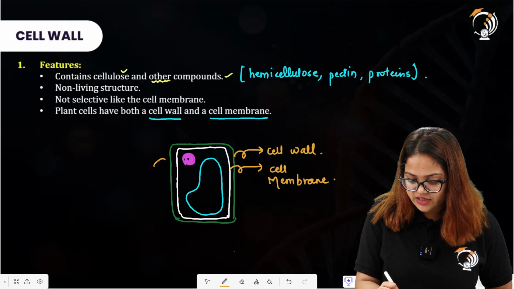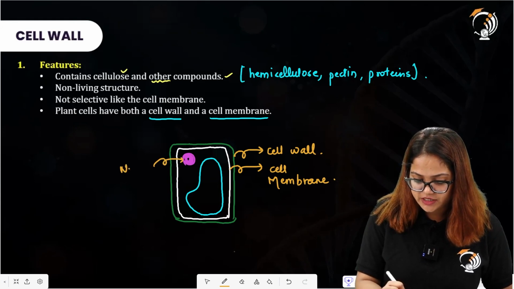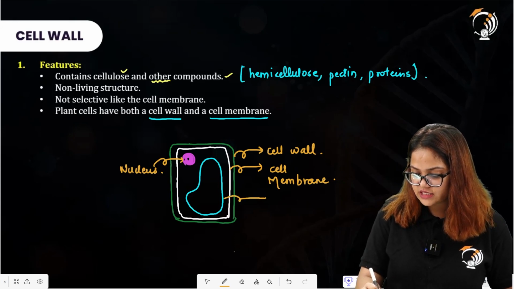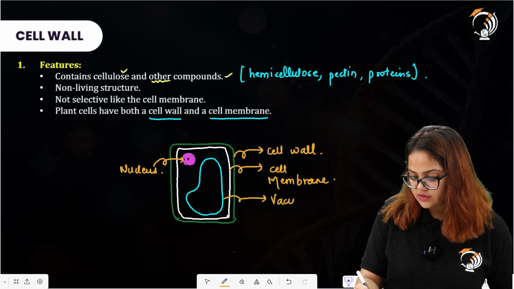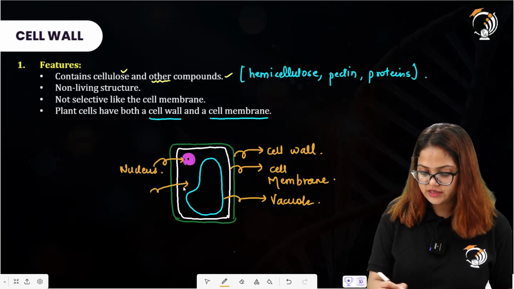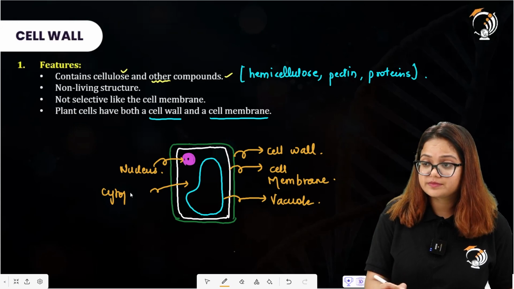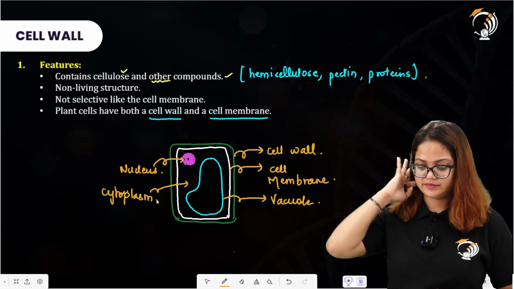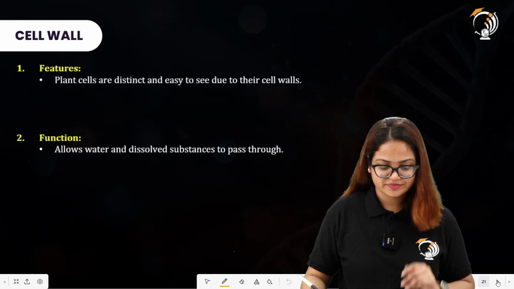Then this region here represents the nucleus, and this here represents the vacuole. The region here is the cytoplasm. I hope this is clear to you all.